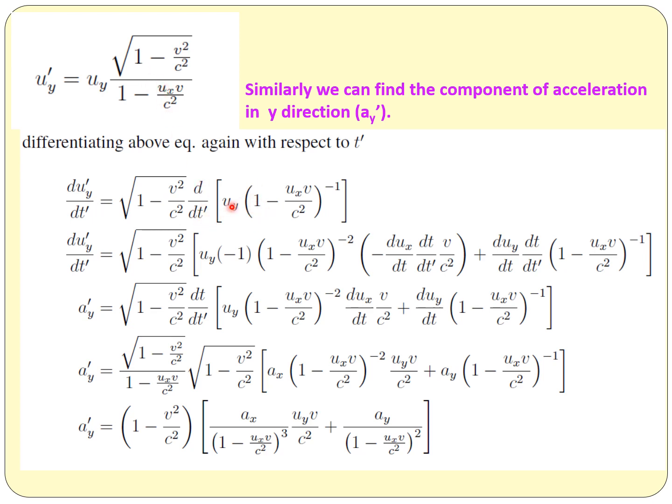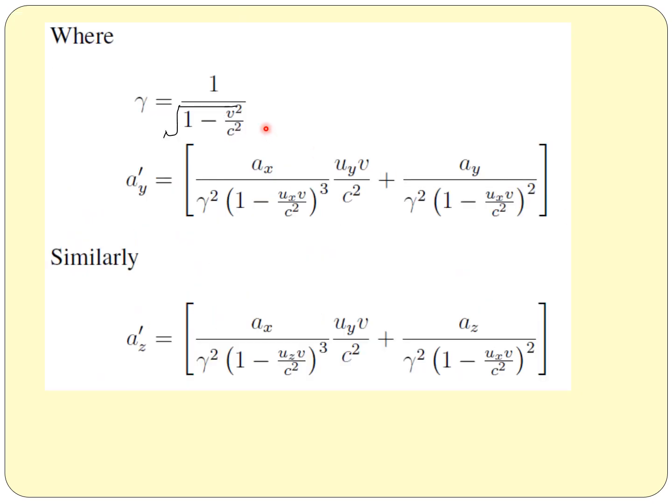into the differentiation d by dt prime of uy, first function into second function, which is the denominator term 1 minus ux b by c square to the power minus 1. We just have to rearrange the terms, and finally we will get the answer ay prime in terms of ay and ax. Here the ax term is also there, and if we put gamma as under root 1 minus b square by c square, then ay prime equals gamma square times (1 minus ux b by c square) cube, times (ux... uy b by c square plus ay) divided by gamma square (1 minus ux b by c square) whole square.